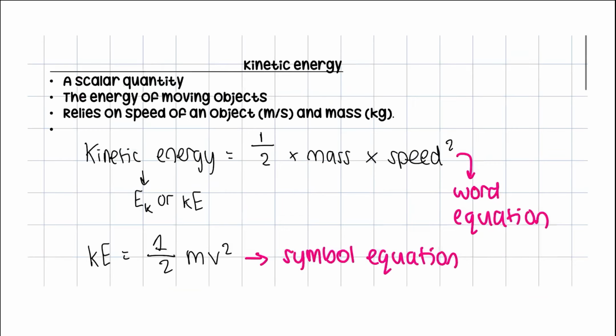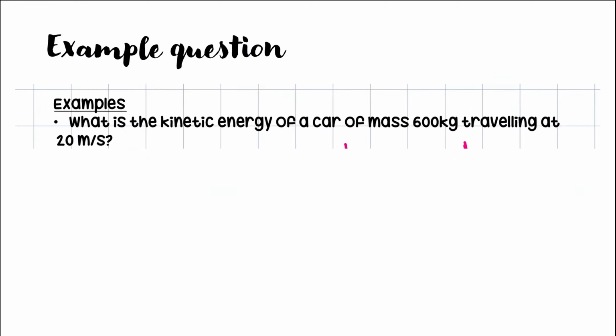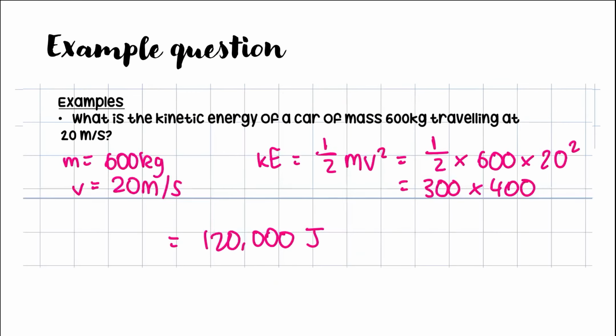It depends on your exam board on whether you need to memorise it or not, and also changes to the GCSE specification, but have a good idea of how to calculate it. So let's try some examples. What is the kinetic energy of a car of mass 600 kilograms travelling at 20 meters per second? I'll give you a chance to answer this yourself, so pause the video and I'll give you the answers in 3, 2, 1.